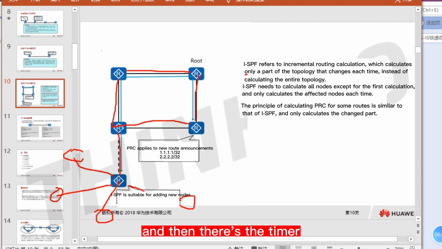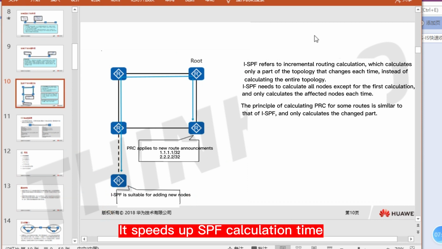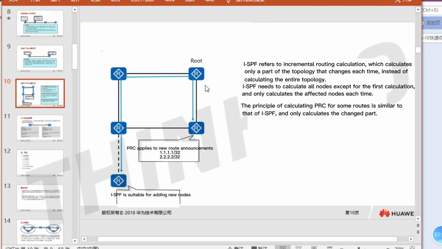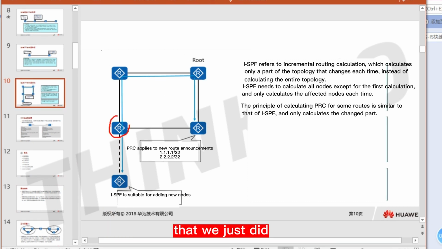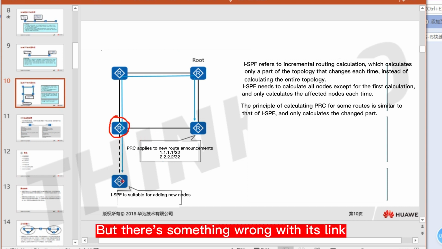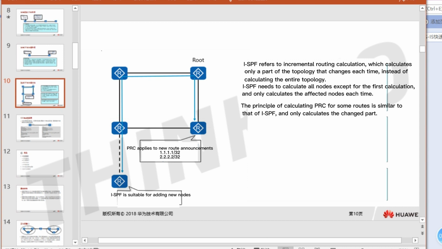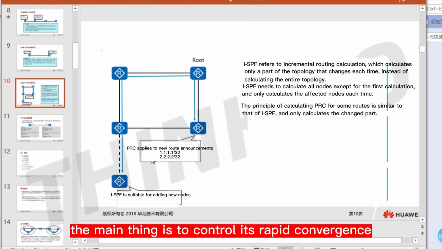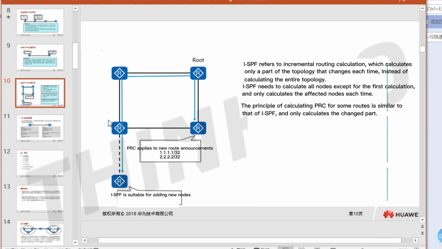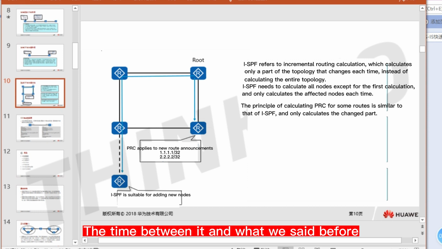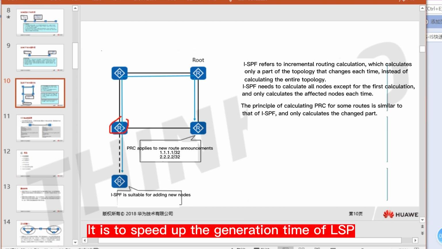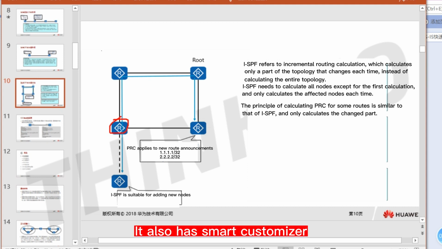Here's how to improve SPF: there's the timer, which speeds up the SPF calculation time. It's called the smart timer. If we want to accelerate convergence but there's something wrong with a link, it's going to cause turbulence, and the device is calculating all the time. So the smart timer mainly controls rapid convergence, the time between calculations. As we said before, it speeds up the generation time of LSP. It also has a smart timer, which we can look at in detail.